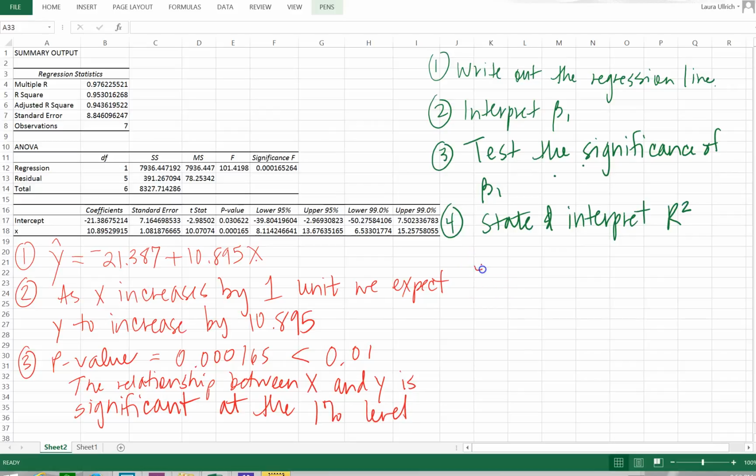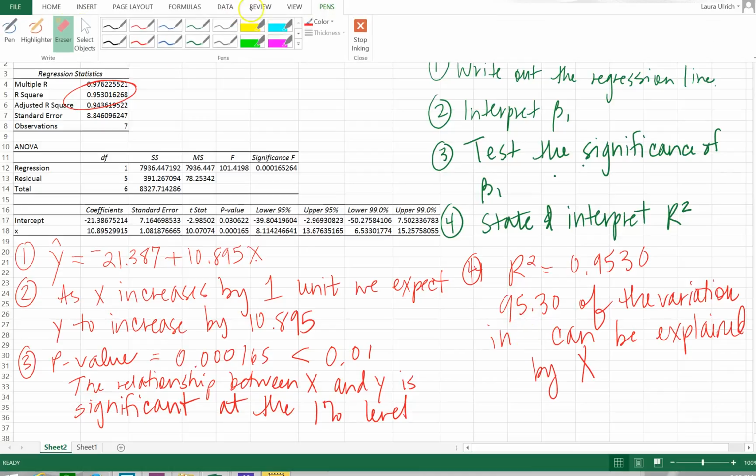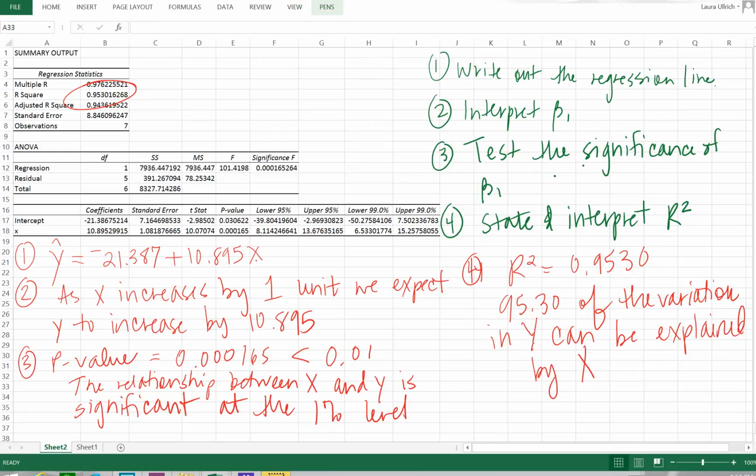Okay, and then number 4, state and interpret R squared. R squared's up here, right? It's very high in this case. R squared is equal to 0.9530, and so 95.30% of the variation in x. Oh, sorry, in y. That's bad. In y can be explained by x, right? Erase that and rewrite it just to make sure it looks fine. So 95.30% of the variation in y can be explained by x.